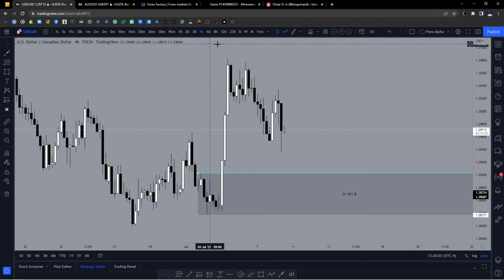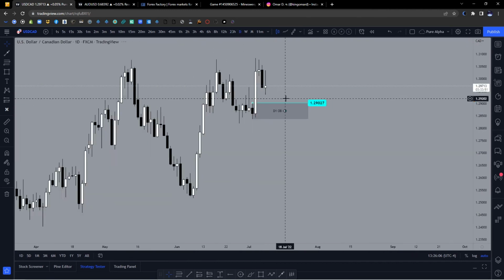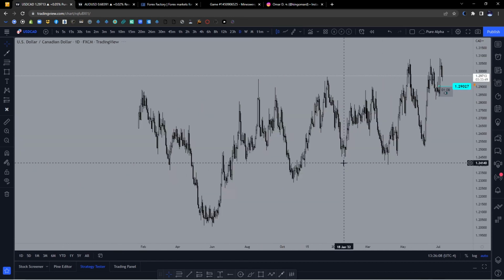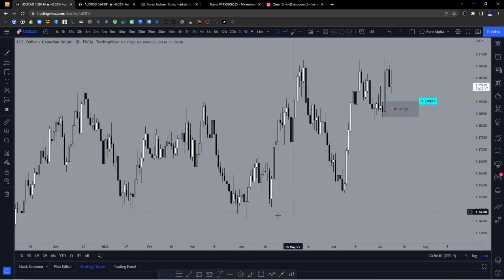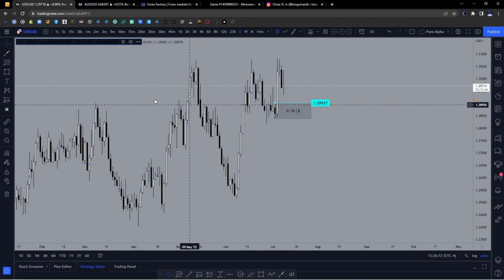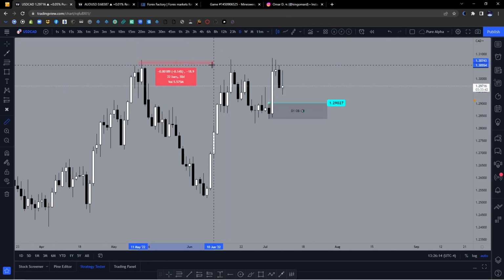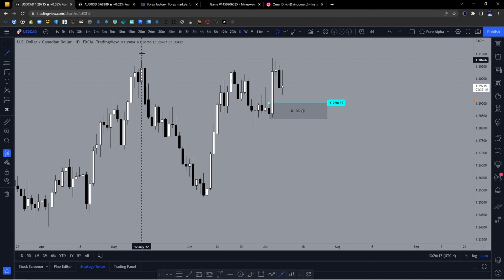But I'm looking at UCAD, right? Looking at UCAD, notice how price has been trying to move more to the upside. We're breaking above these highs over here. Didn't quite make it above this high, but we have relatively equal highs over here. So let's use this level here.